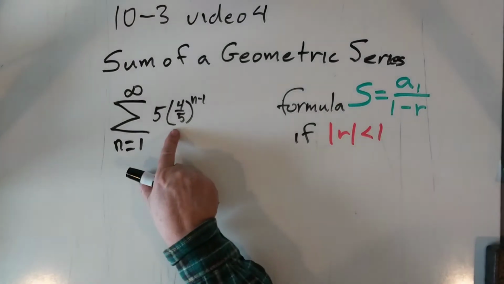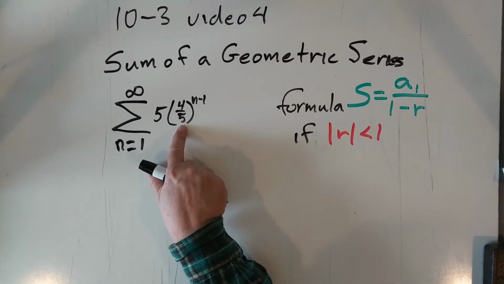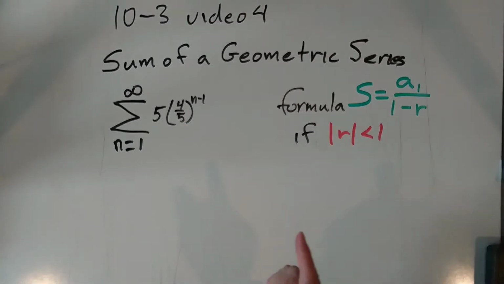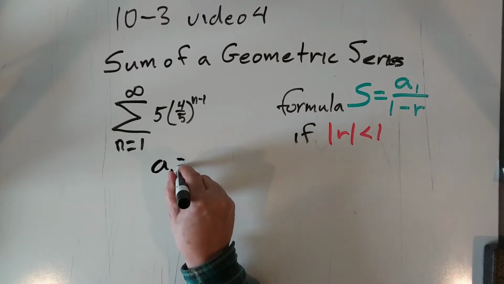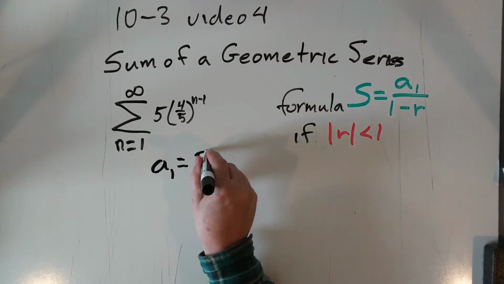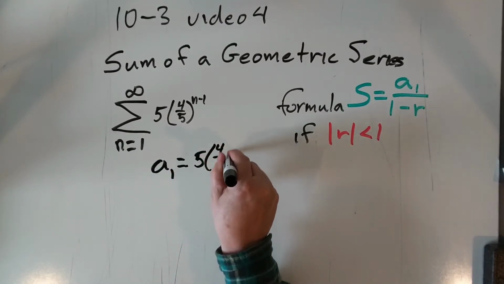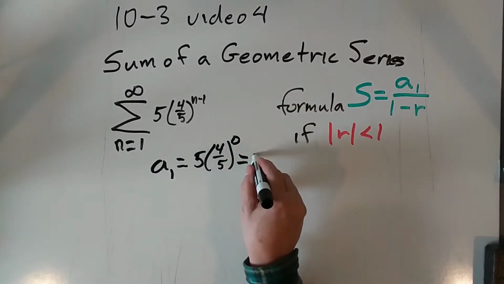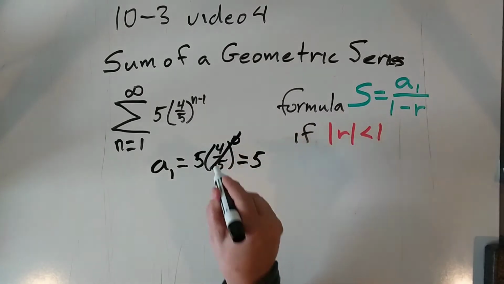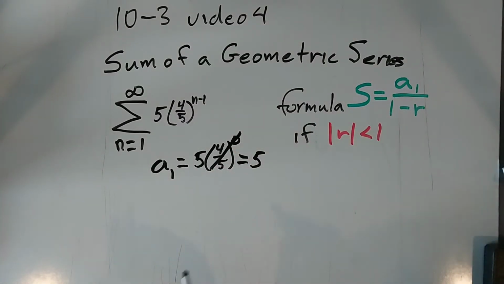So for this one, I can find the sum. 4/5 is the common ratio. All I need to do is find the first term. So the first thing you do is find the first term. And 1 minus 1 is 0, so that's 5, because this makes this 1. So I know the first term is 5.